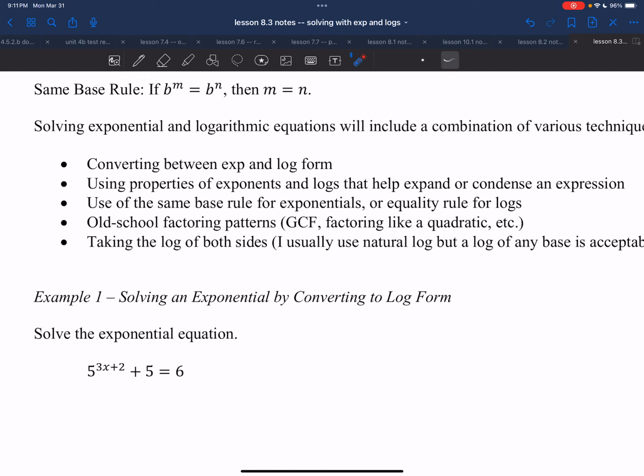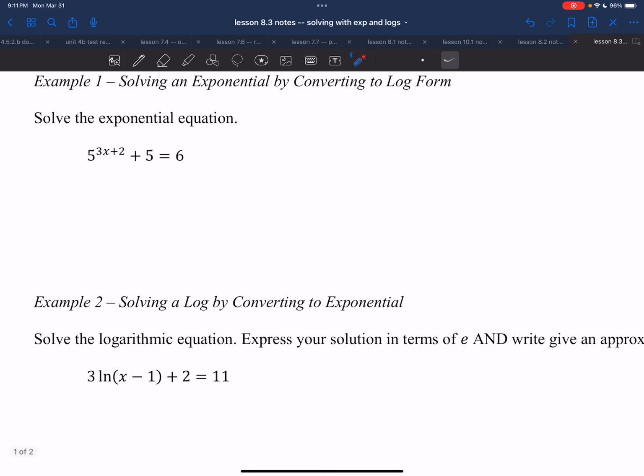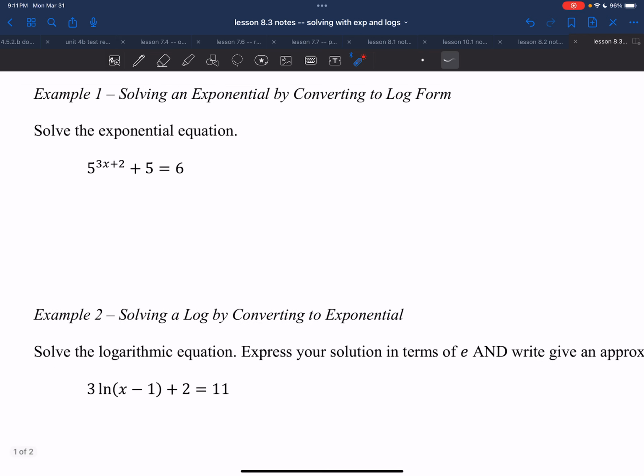And then we're going to see some old school factoring patterns to have fun with. And then lastly, taking the log of both sides. This is going to be an interesting thing in one of the later examples, which uses the power rule to help solve logarithms. So again, this is just a variety of methods. Each of these examples is going to demonstrate a different method of solving.